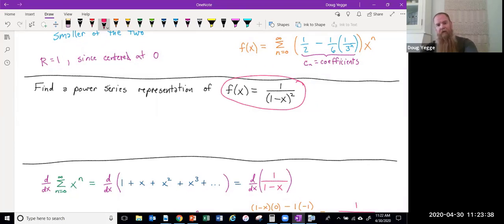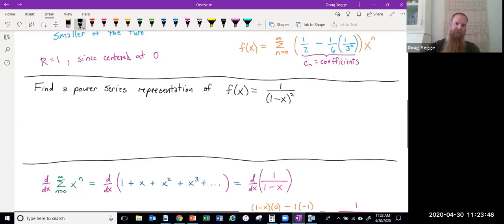Okay? So what we're going to do here is we're going to say, let's go ahead and find the derivative of 1 over 1 minus x squared. Let's try that. Okay? Let's find the derivative of 1 over 1 minus x squared.